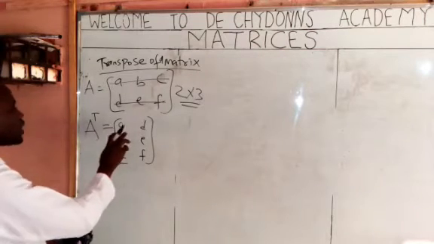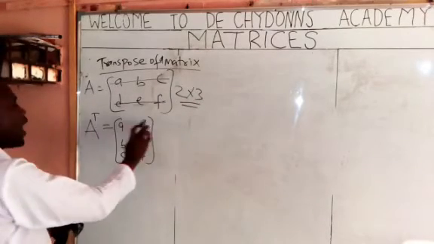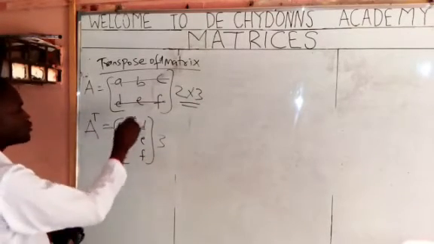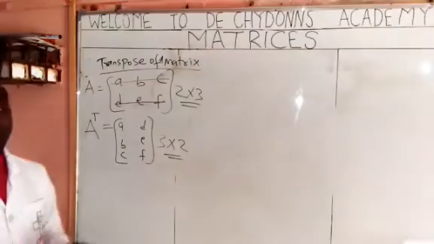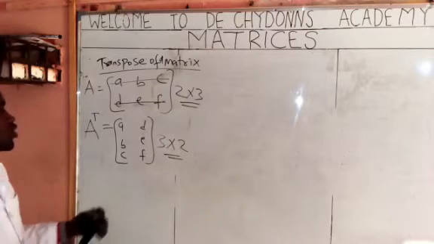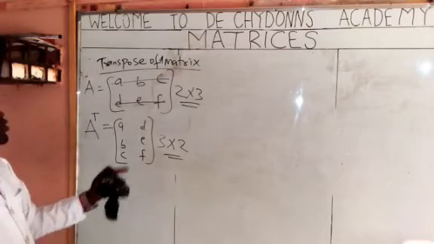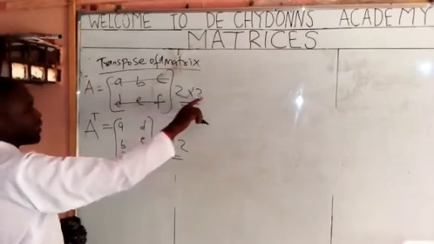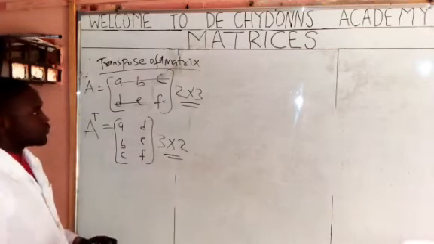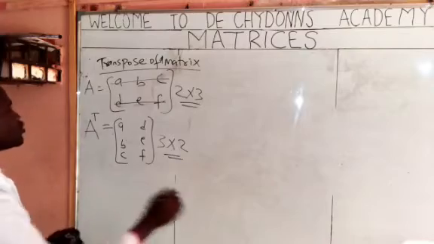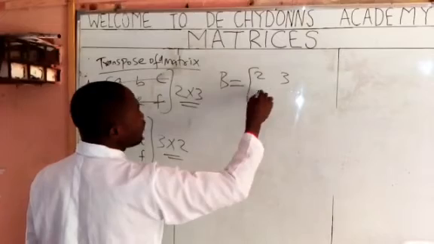What is the order of the transpose of a matrix? That will be the opposite of this. 1, 2, 3. 1, 2. 3 by 2. That tells us that if we are talking about the transpose of a matrix, it means call the row the column and call the column the row. So if the order is 2 by 3, the order of the transpose will be the opposite, 3 by 2. That also takes us to given matrix B equals to 2, 3, 4, 5.